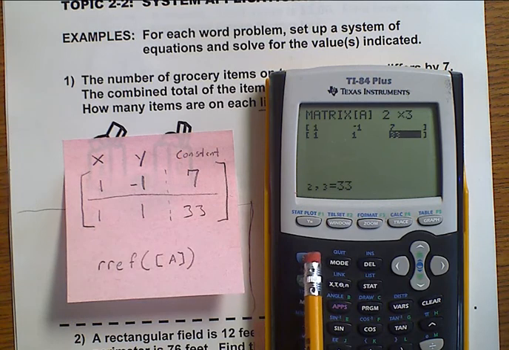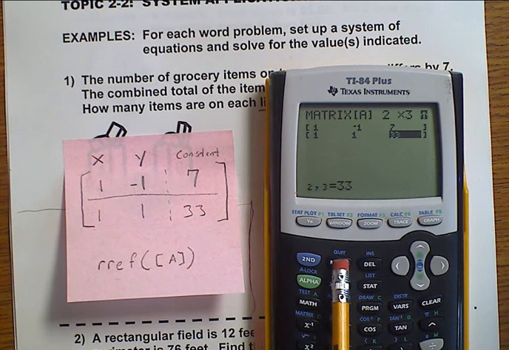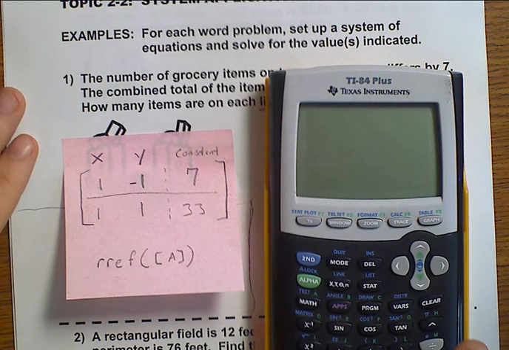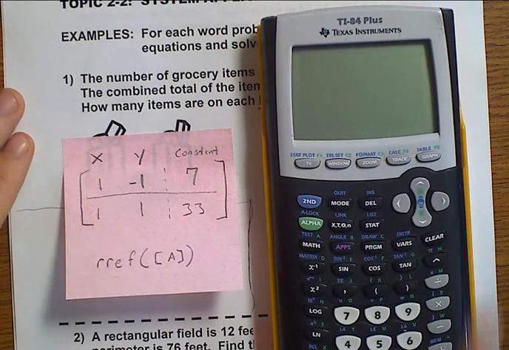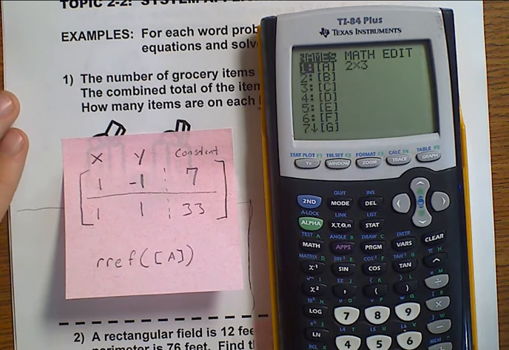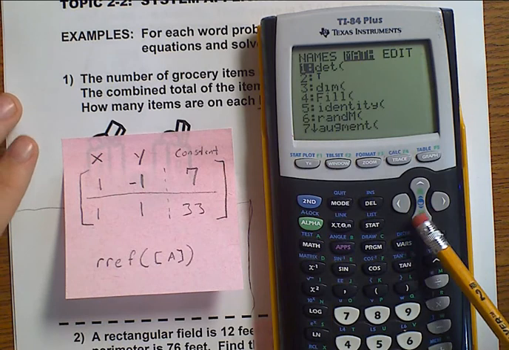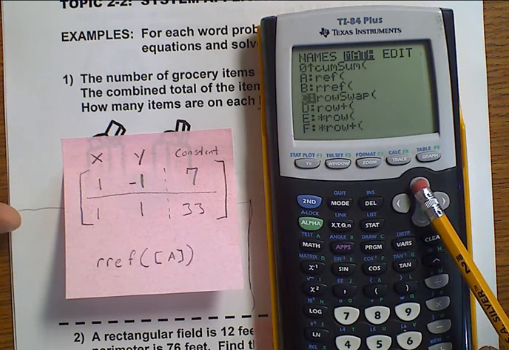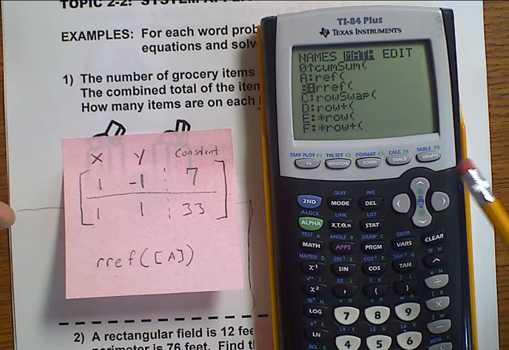Now that you've got all this in, we need to get back to the main screen, so we're going to do second, quit. Gets us on the home screen. From the home screen, you're going to want to go back to Matrix. But this time you want to scroll over to Math, and then you want to go down quite a ways. We're going to go down all the way to the letter B, which says RREF. Hit enter on that.